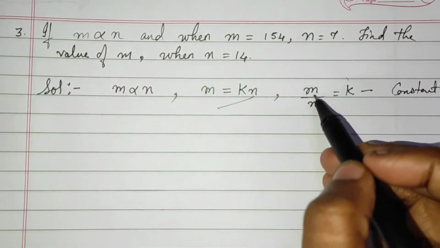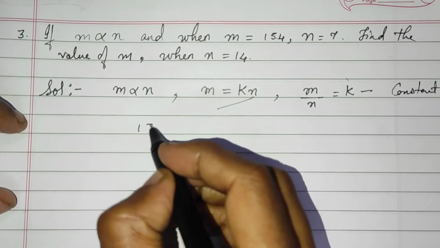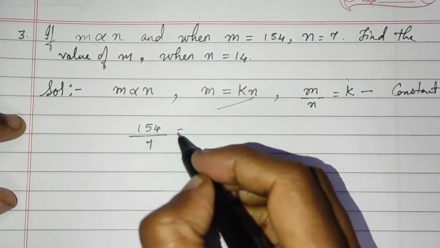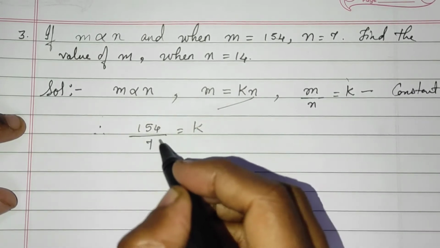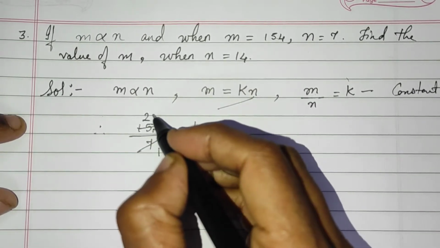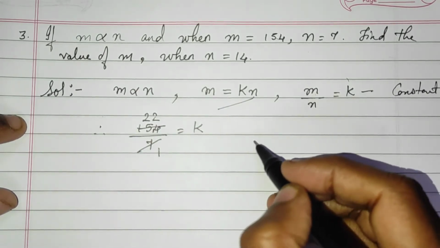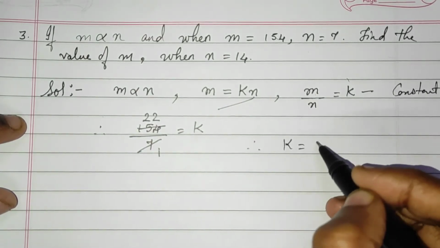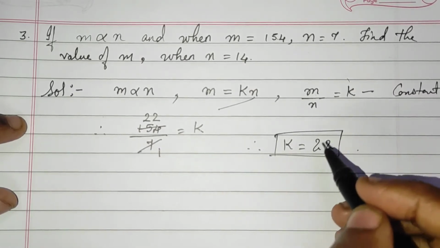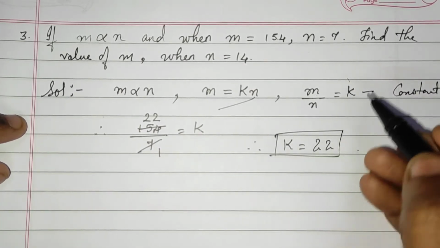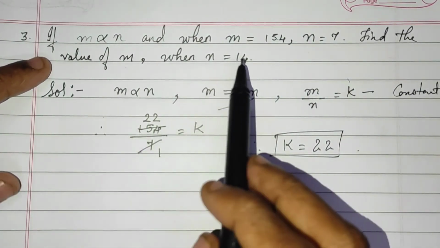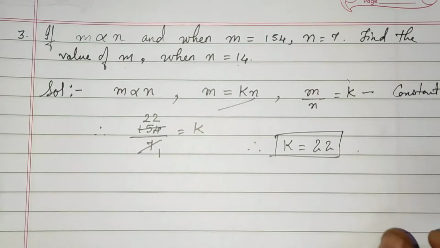So here m is given 154, n is given 7 equals to k. So 7 ones are 7, 7 twos are 14, again 7 twos are 14. So therefore k is equal to 22. Yeah, we got the constant value of k, 22. Now what they are asking us to find out is the value of m, if n is given this much.